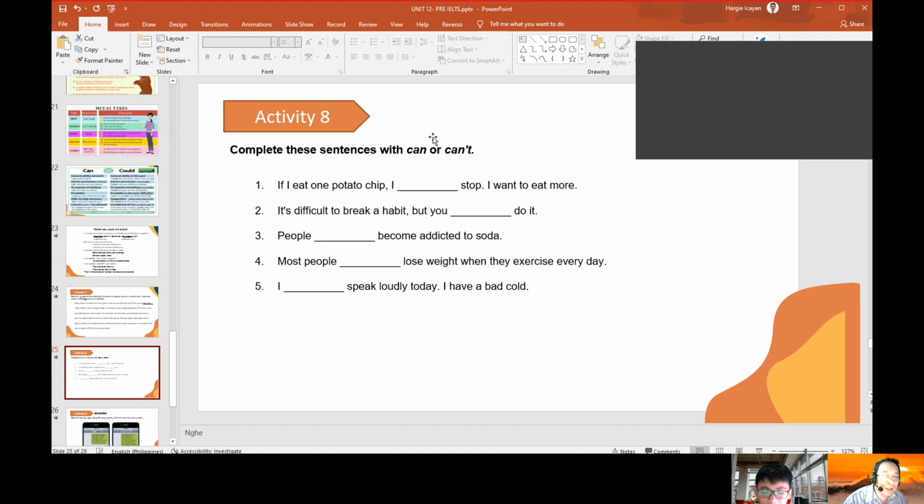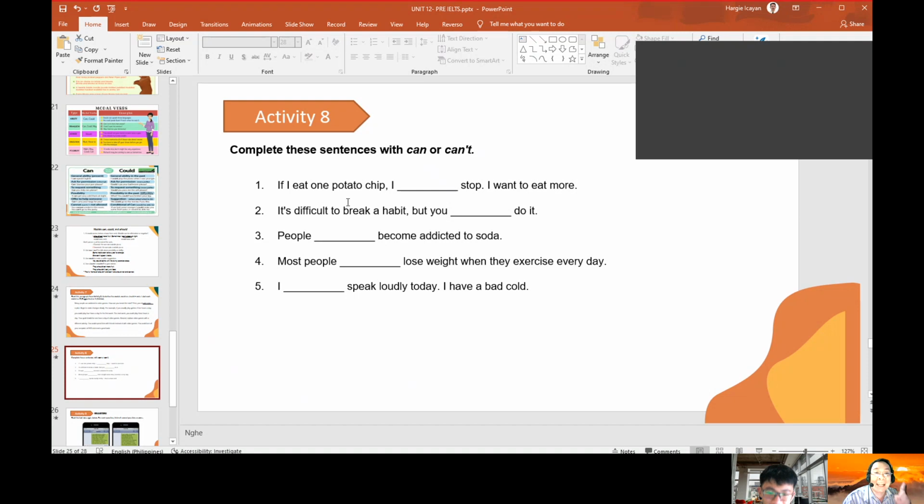Let's do activity number 8. The use of can, affirmative and negative. Let's try. If I eat one potato chip, I can't. No, I can't stop. I want to eat more. So, meaning can or can't? Can't. Yes, you can't stop.